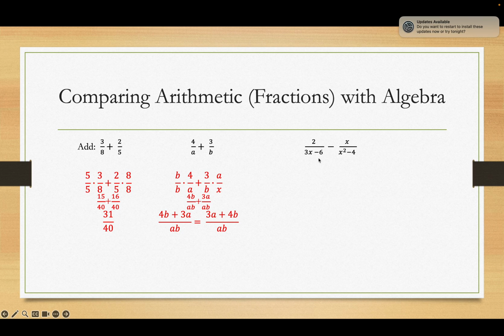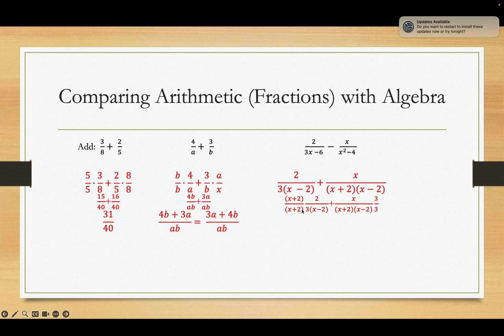Let's try it where we have to do a little factoring first to figure out the common denominator. Go ahead. Okay, so let's factor each of these denominators. The denominator on the left is 3 times x minus 2. The denominator on the right is x plus 2 times x minus 2. As you can tell, both denominators have an x minus 2. But the one on the left needs from the right an x plus 2, and the one on the right needs from the left a 3.